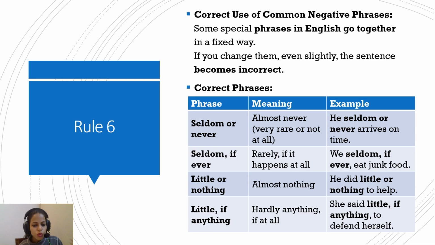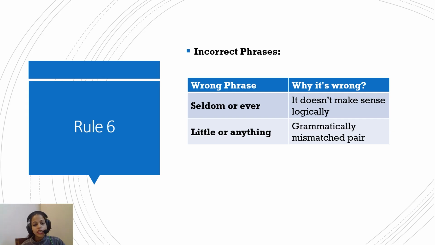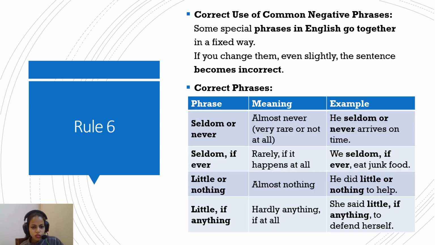Seldom or never is more negative. Little or nothing, again, is more negative. You see the word never. You see the word nothing. So you get a sense that these are more negative, and seldom, if ever, or little, if anything, are relatively more positive, while they all mean very little. Now, if you say seldom or ever, it just doesn't make any sense. It is wrong. Little or anything, again, doesn't make any sense. It is also grammatically wrong. So you have to see how these are used. Seldom or never. It's almost like, statistically speaking, once in 10 times or something of that sort. So seldom or never, or seldom, if ever. Little or nothing, little, if anything.